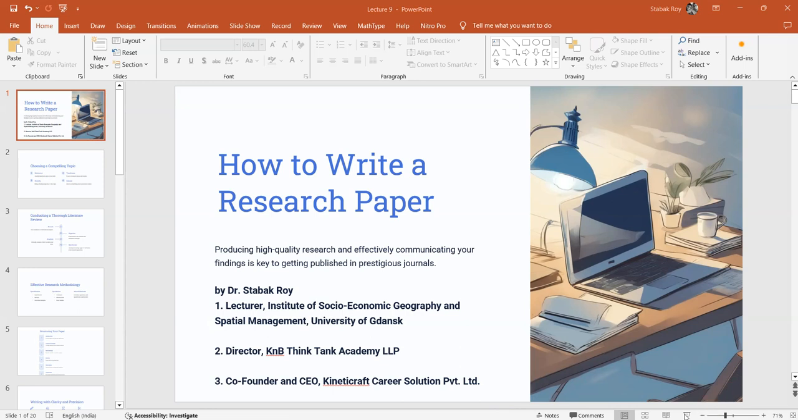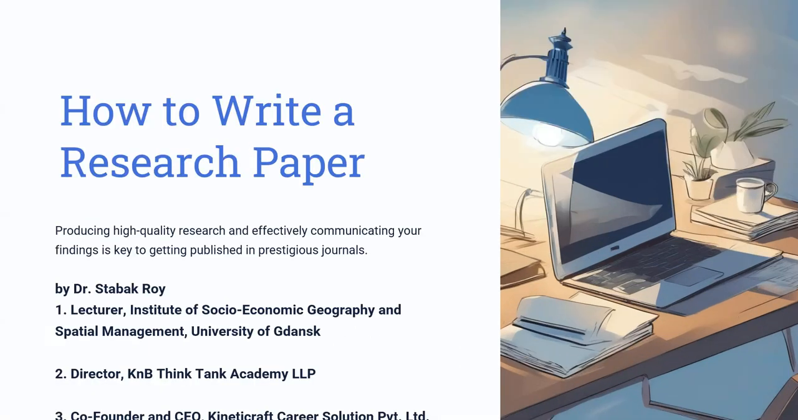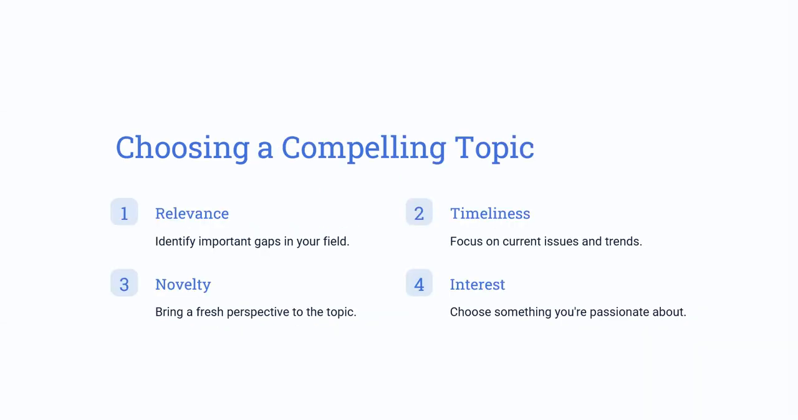Okay, so today we will discuss how to write a research paper for a prestigious journal, like a Q1 or Q2 journal. Producing high quality research effectively and communicating your findings is key to getting published in a prestigious journal. So first of all, you need to choose a compelling topic.